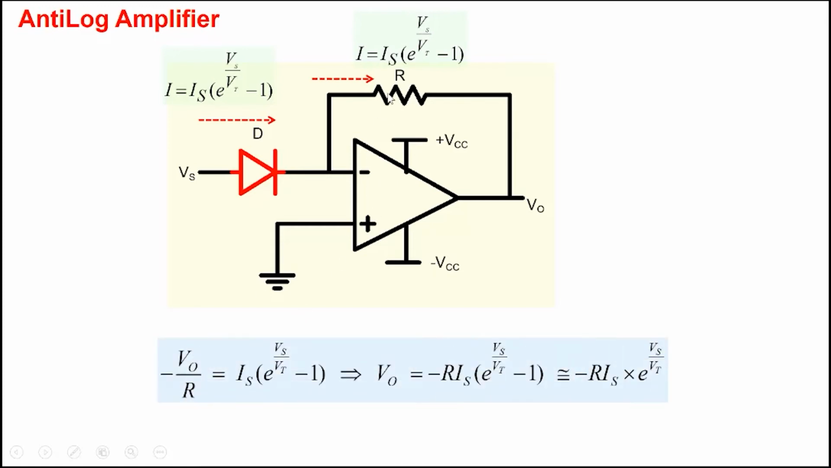And therefore, we have Ohm's law here. So minus V0 by R is the current. So V0 is minus R times Is e to the power Vs by Vt minus 1. And typically the exponential would be much larger than 1. So we ignore it, and we get minus R Is e to the power Vs by Vt. All right. So we get V0 as the exponential of the applied voltage Vs here. So that's an anti-log amplifier. The first one was taking log of the input signal. The second one is taking the anti-log of the signal here.